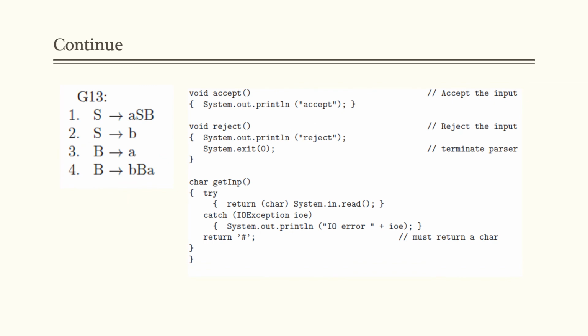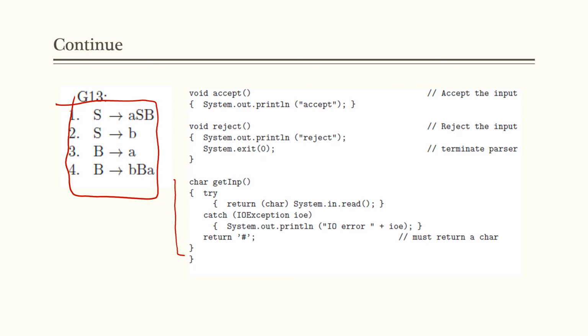Okay, we have done all the rules of G13. So the rest of it is just to print the output. If it is accepted, then you print accept. If it is rejected, then you print reject and terminate the parser. When rejecting, you need to terminate the parser.